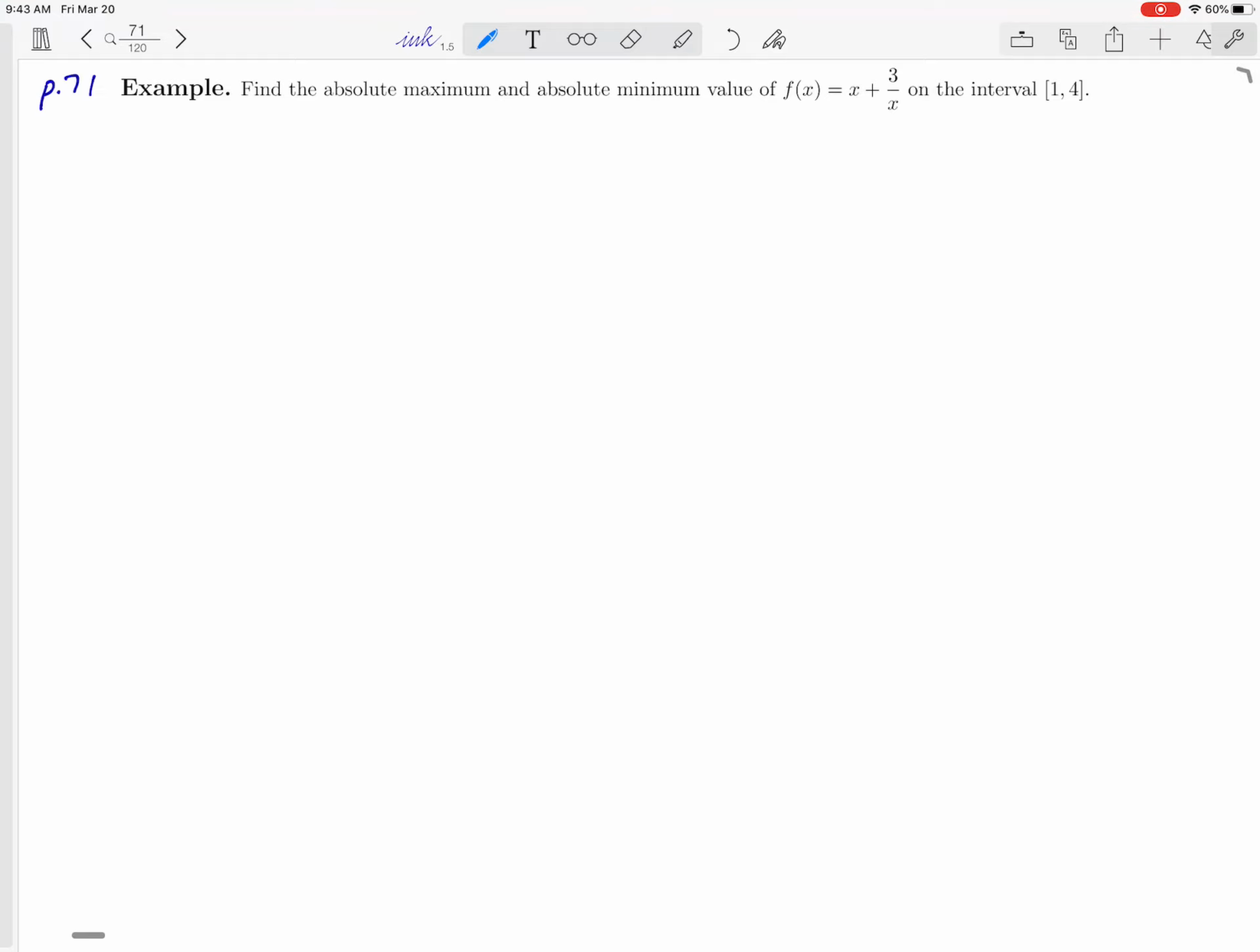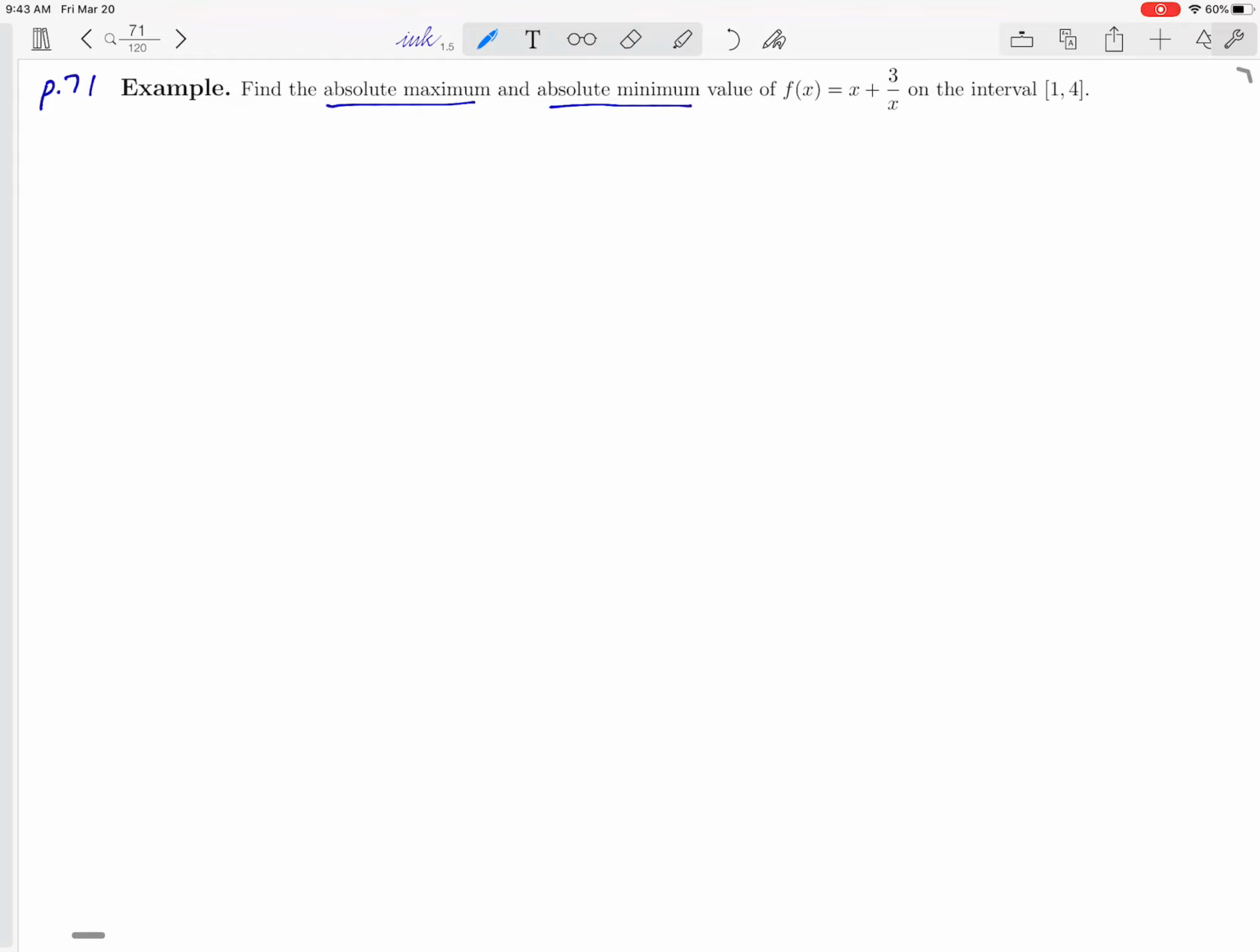Okay, so we are looking at the example on page 71 of our workbook in about the middle of the page. And this is our first example where they ask us to actually find the absolute maximum and the absolute minimum value of a function.